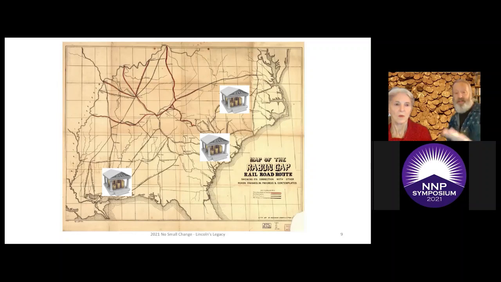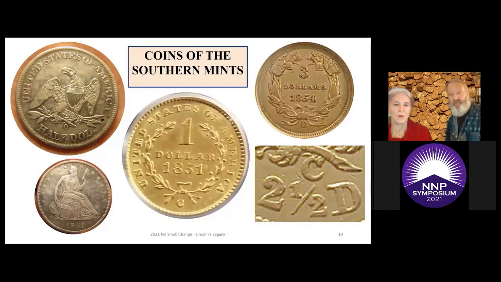Now here's a great little panorama of Southern coins and mint marks. On the far left, you can see the big O, that's the New Orleans mint mark, half dollar, 1861. That's the one that they continued to produce in the South, using the Northern dies. In the center with the C, that's the Charlotte gold dollar. And a $3 gold coin that came out of Dahlonega. And there's a clear D on the $2.50 gold coin.